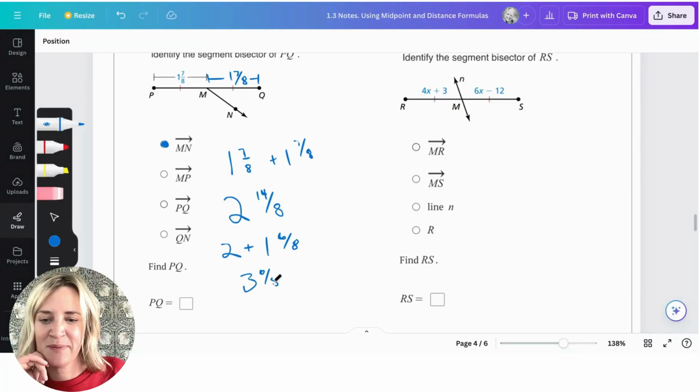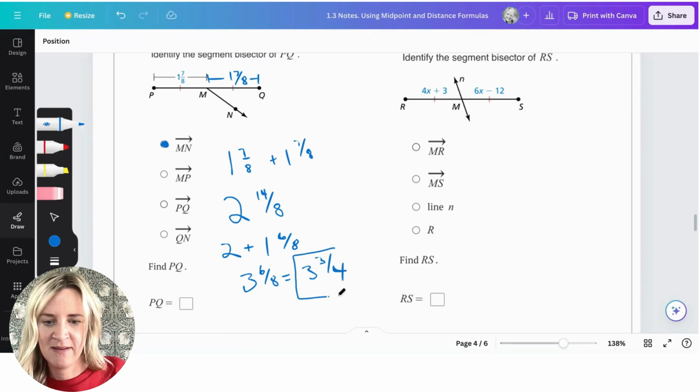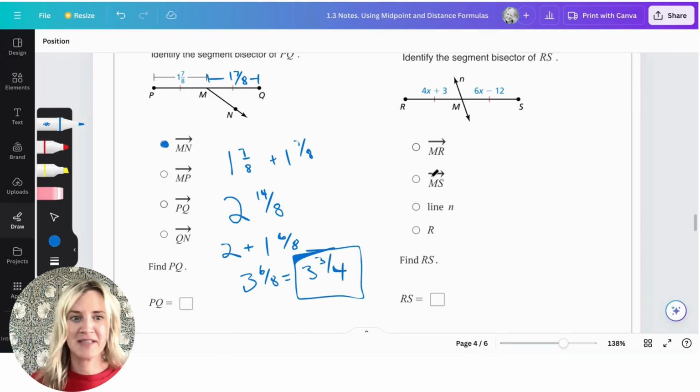One more step. I know it's probably been a while. Use your calculator. It's totally fine. It would be 3 3/4. There's your answer for that one. It was super fun. Hopefully this one's not as bad.